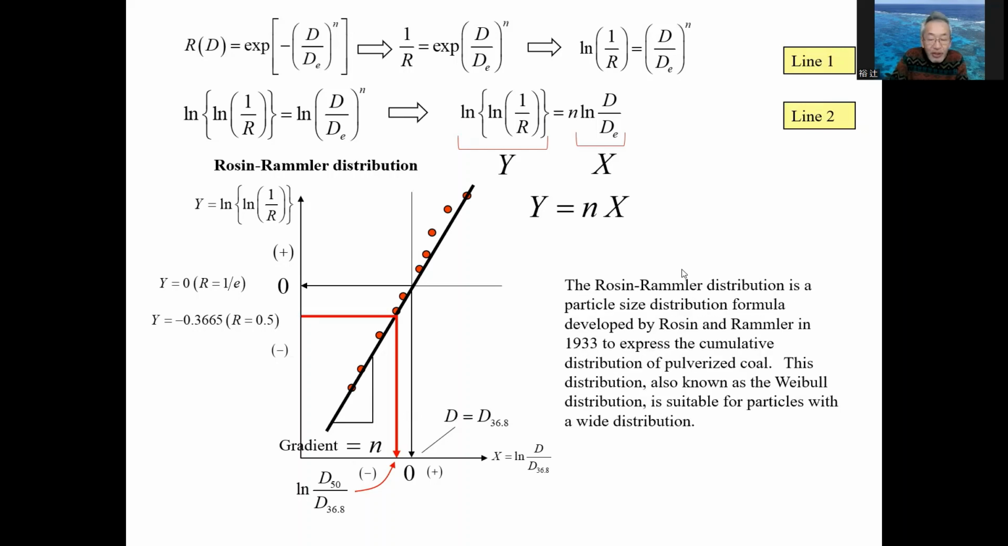Rosin-Rammler distribution is the particle size distribution formula developed by Rosin and Rammler in 1933 to express the cumulative distribution of pulverized curve. This distribution is suitable for particles with a wide distribution. The Rosin-Rammler distribution is also called the Weibull distribution.